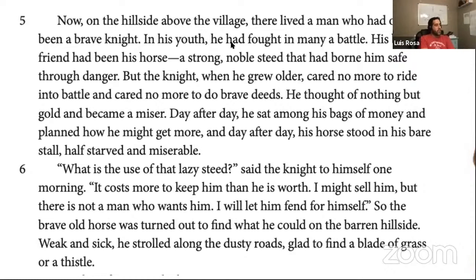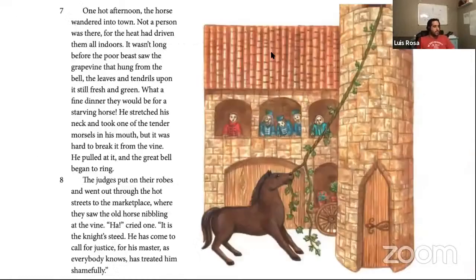So the brave old horse was turned out to find what he could on the barren hillside. Weak and sick, he strolled along the dusty roads, glad to find a blade of grass or thistle. One hot afternoon, the horse wandered into town. Not a person was there, for the heat had driven them all indoors. It wasn't long before the poor beast saw the grapevine that hung from the bough, the leaves and the tendrils upon it still fresh and green. "What a fine dinner they would be for a starving horse!"